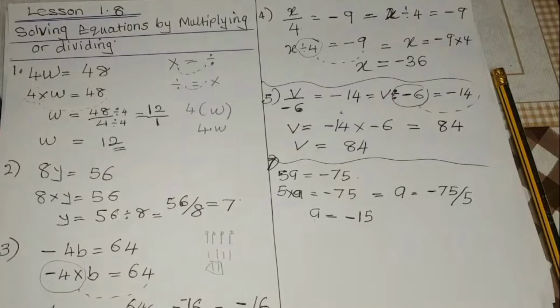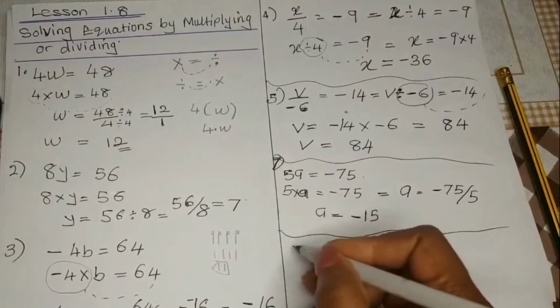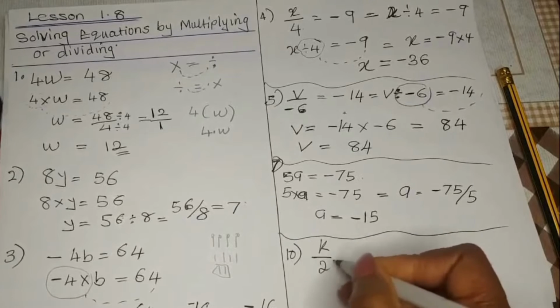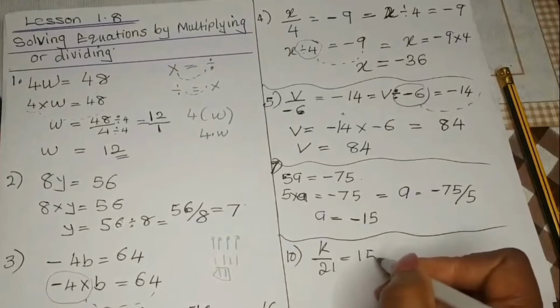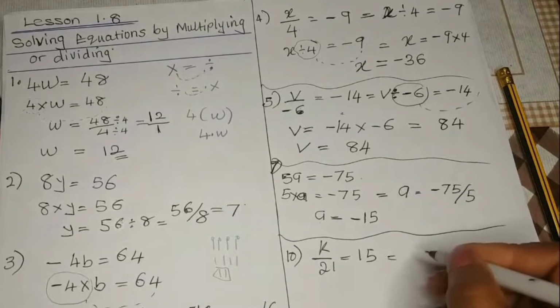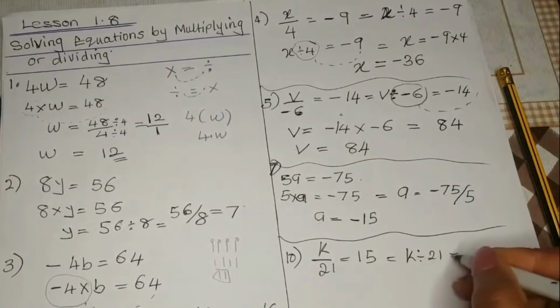That's it. Same as question number 4, except when you solve it. Okay, let me see if I can show you how to do this. You have number 10, k over 21 equals 15. You can also do the counting if you want to. So this is going to give you k divided by 21 equals 15.